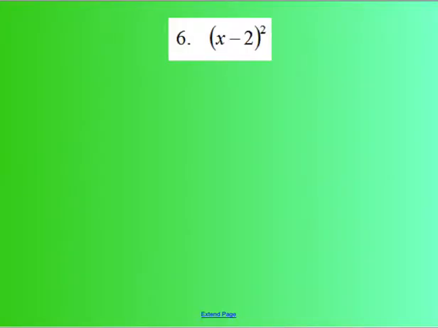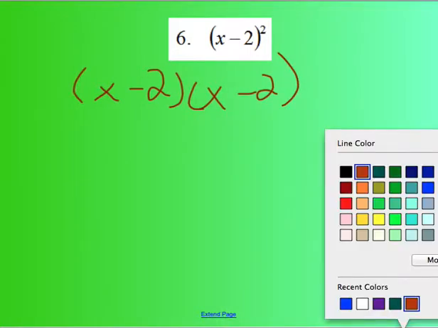So let's go ahead and take a look at number 6. Now the biggest thing to remember when you see problems like these is that you can't just distribute in the negative like we could do when we were multiplying monomials. Because now we don't have a monomial, we have a binomial, which means we have two terms. So we need to look at that as multiplying x minus 2 times x minus 2.